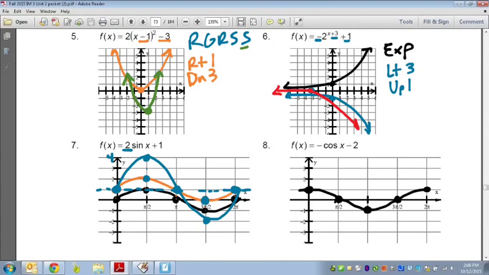Okay, there's no horizontal shift, thank goodness. But I do notice that there's a vertical shift down 2. So all the points are going to move down 2. Oh, wait, silly Mr. Schwant, before we even do the down 2, let's take a look at, there's a negative in front. Whoopsies.